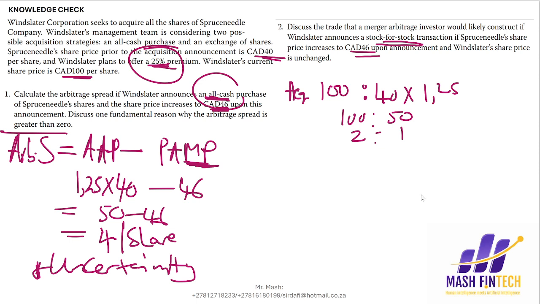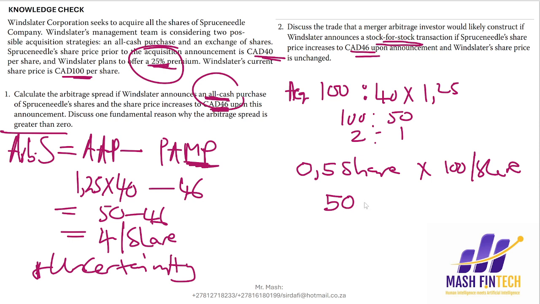So basically what Winslater is going to do, because it's 1:2, Winslater is going to offer 0.5, half of its shares. It's going to offer half a share to Spruce Needle, and this half share is going to be offered at a price of $100 per share. And then you would find that now, because it's half share, $800 per share, this is going to be 50 for a share. It's going to be 50 per share.